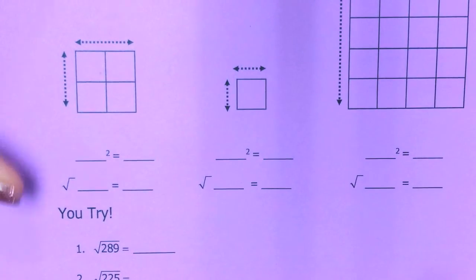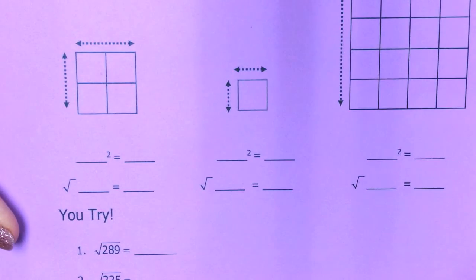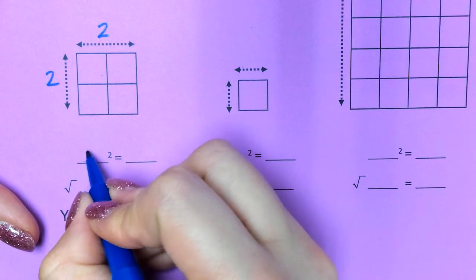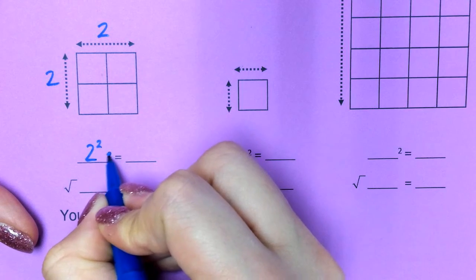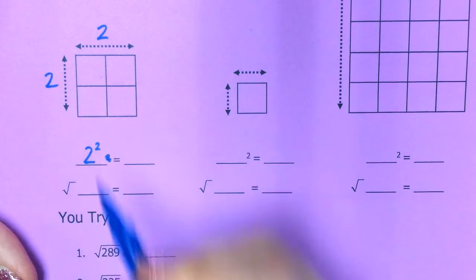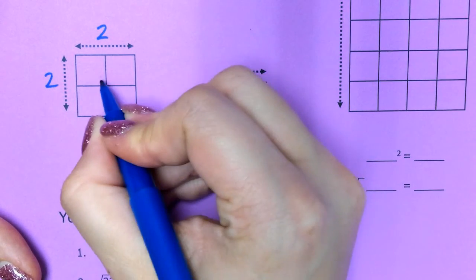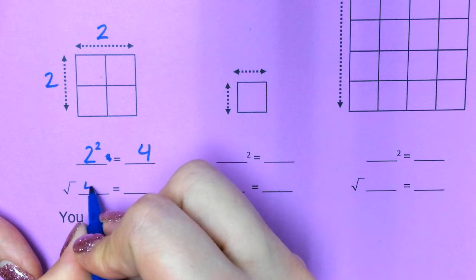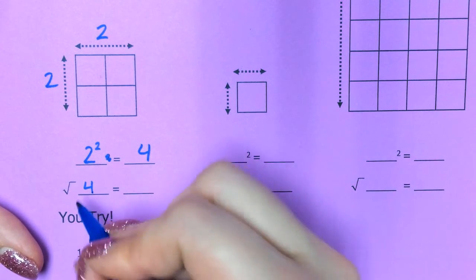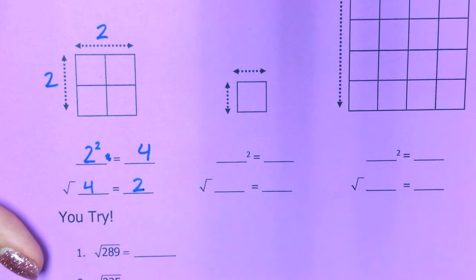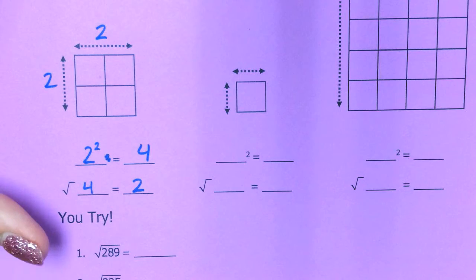So if I look at this one, let me focus that, there we go. This is a 2 by 2. So this is 2 squared. I'm going to put the little 2 up there because it's in the wrong spot. 2 squared, 2 times 2, which equals 4. That's the total number of squares here, right? 1, 2, 3, 4. So the square root of 4, if I make a square with 4 little squares, my side length is going to be 2. The square root of 4 is 2 because 2 times 2 equals 4.